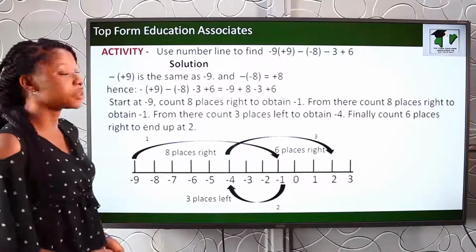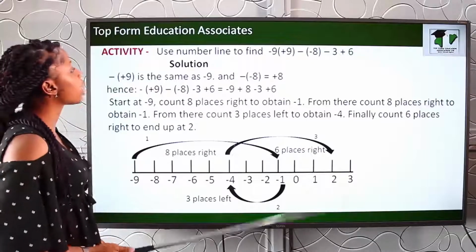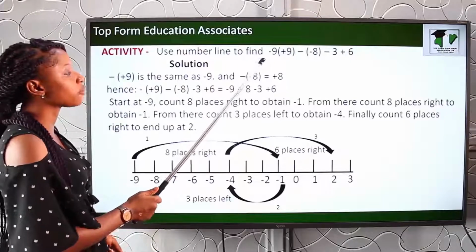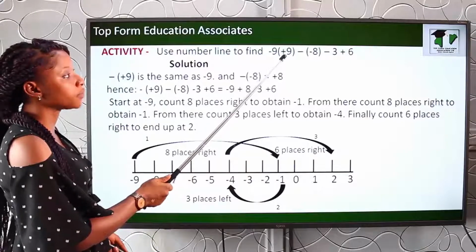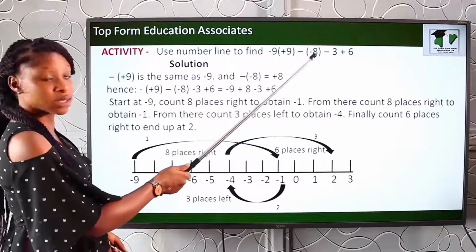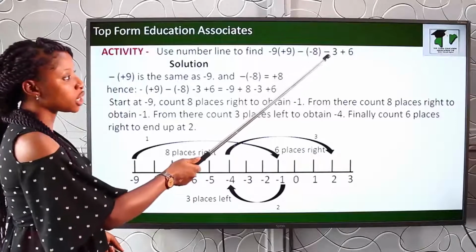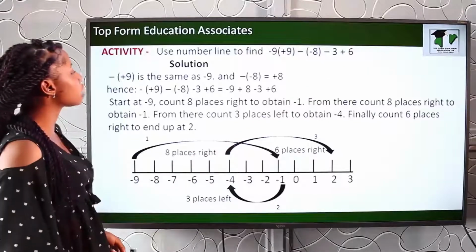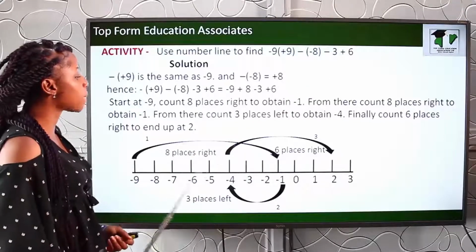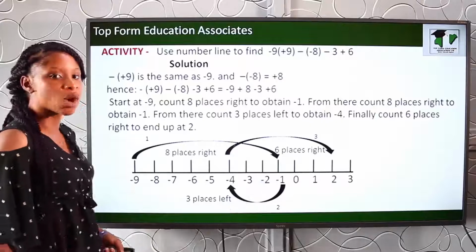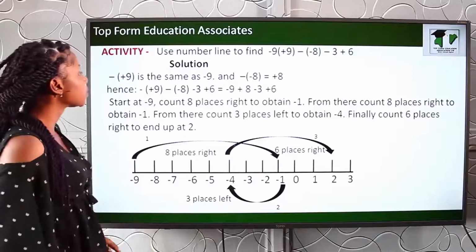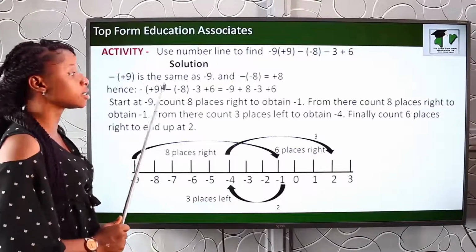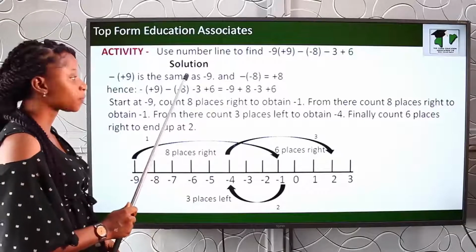Now, we have an activity here. We're asked to use the number line to find minus 9 plus 9, minus 8, minus 3 plus 6. Now, to do that, we're going to take it step by step so we can understand what we are saying. Now, minus 9 plus 9 is the same as minus 9. Okay?